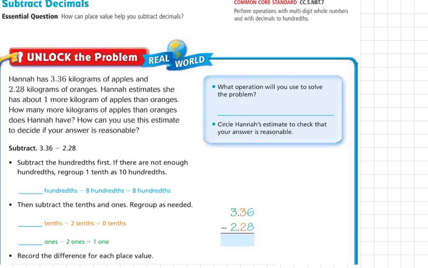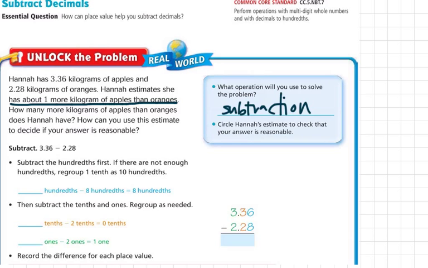So boys and girls, we're going to start with this blue box on the side because it's going to guide us to make a little bit more informed decision making with our problem solving process. The first one says, what operation will you use to solve the problem? Well, we know that this whole lesson is focusing on subtracting. So it's going to be subtraction. Also, when you hear the words in the sentence, has about 1 more kilogram of apples than oranges, you know that she's making a comparison. 1 is less, 1 is more, so that should prompt you to think that this is a subtraction problem.